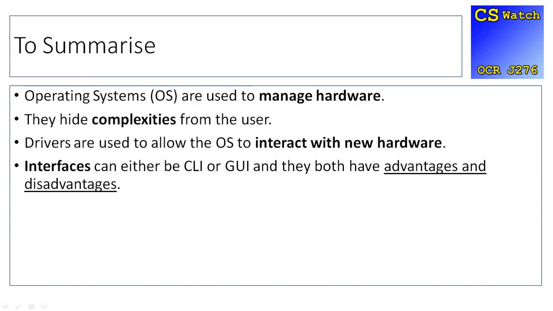So to summarize, operating systems are used to manage hardware. They hide complexities from the users. Drivers will allow the operating system to interact and understand new hardware, and interfaces can either be command line driven, which is textual where you're writing in commands, or graphical, which is what you're used to, clicking on things and loading up from different icons. They both have their own advantages and disadvantages.